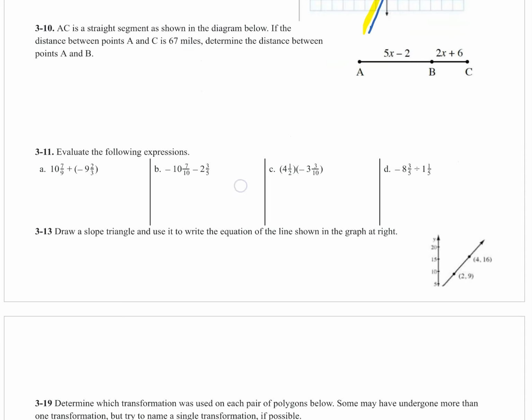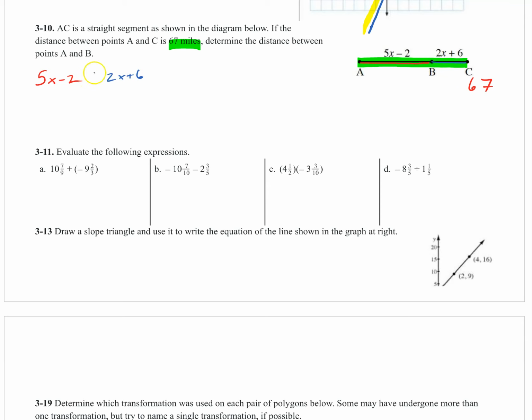Okay, 3-10. AC is a straight segment as shown in the diagram. If the distance between points A and C is 67 miles, determine the distance between points A and B. So we know that from A all the way to C is 67 miles. So here's what we're going to do. We're going to take the distance between A and B, which is 5x minus 2. Then we're going to take the distance between B and C, which is 2x plus 6.